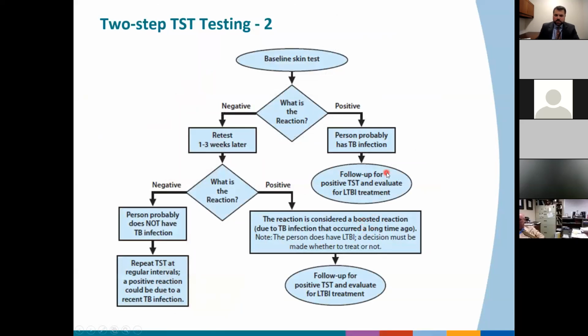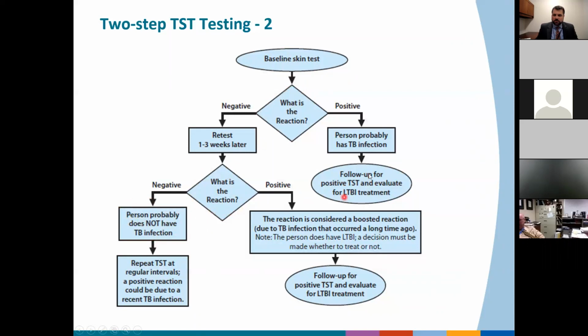Now, I included this because sometimes we get questions about a two-step skin test. If a patient came from another country and they could have been exposed many, many years ago, then the thought is that if you do one skin test and they're negative, then 1 to 3 weeks later, if you repeat it, they might be positive at that time. And so they might need this two-step testing. So they do one skin test and then 1 to 3 weeks later, another skin test. If it's negative, then they've probably never been exposed to TB.